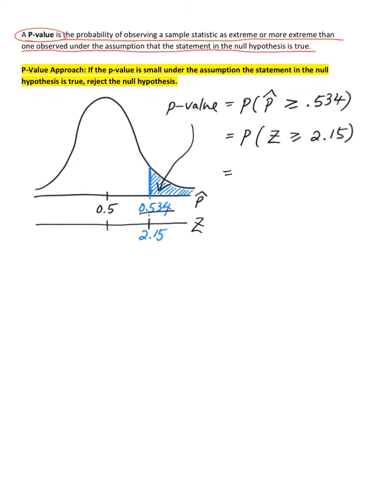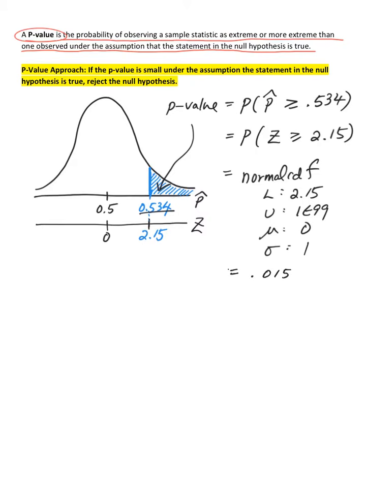We're going to be using the normal CDF function, with lower, upper, mu, and sigma. The lower will be 2.15, the upper will be 1e99, mu is 0, that's the mean, and the standard deviation is 1. So this is about 0.0158, so it's about 1.58%.